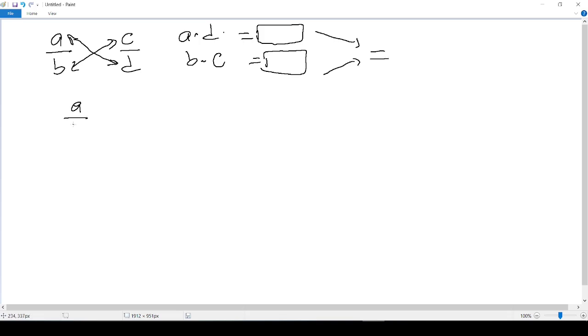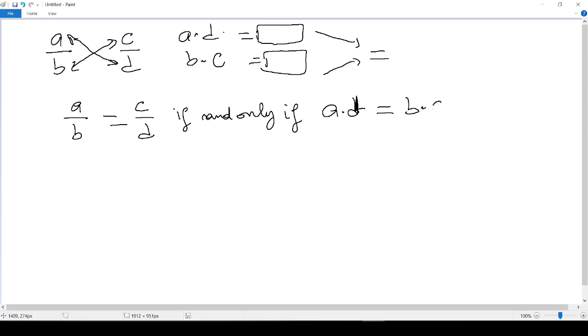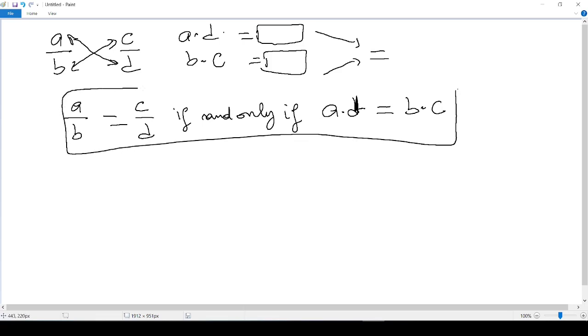Let me rewrite it. a over b is equivalent to c over d if and only if a times d is equal to b times c. So we cross multiply them, and this is a general formula. We know that denominators have to always be different from 0. So let's use two fractions from our previous listing for examples.